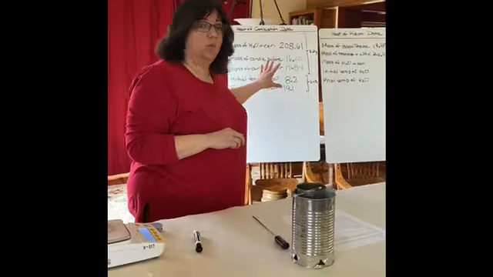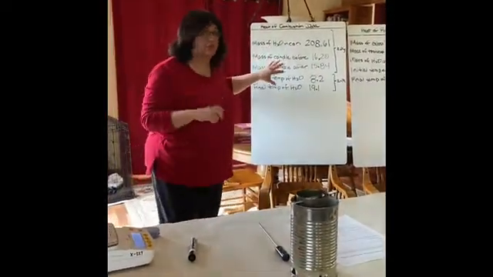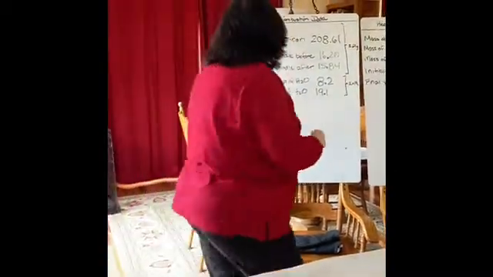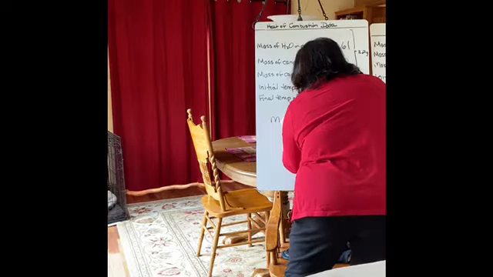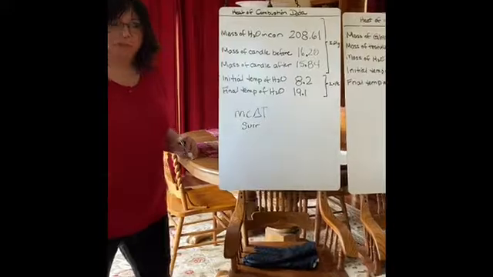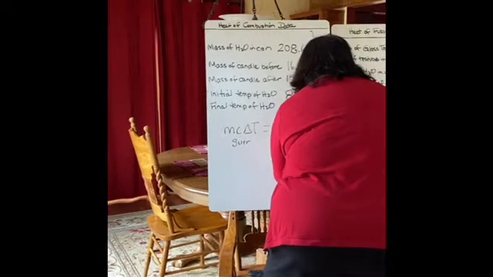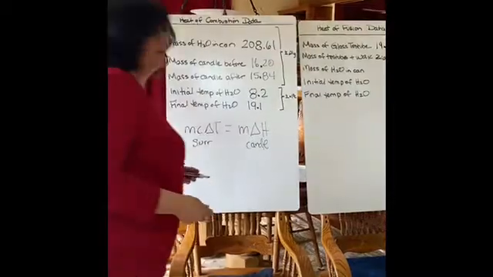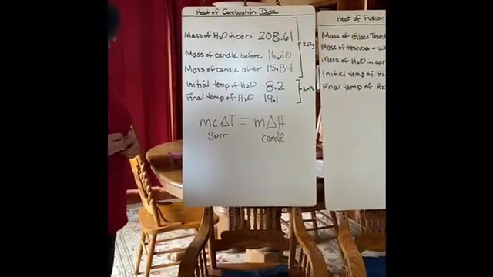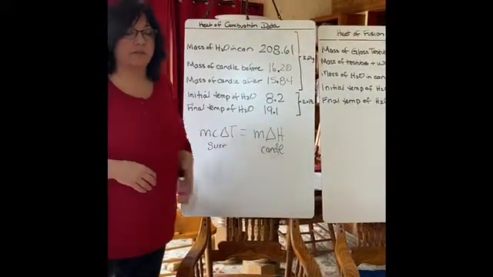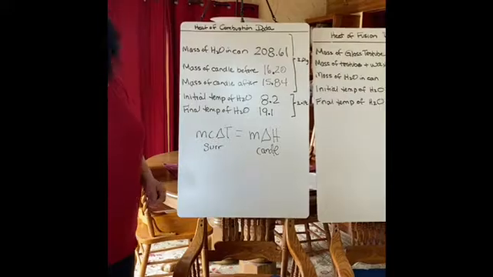Okay, so we'll work that data up in your calculations using, again, the equation MC delta T for the surroundings, which is our water, is going to equal M delta H for our candle. Okay, so figure out what you need to put in where. We're trying to figure out what the enthalpy of combustion is for the reaction. All right, so that's part one.